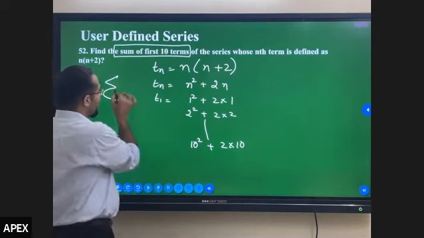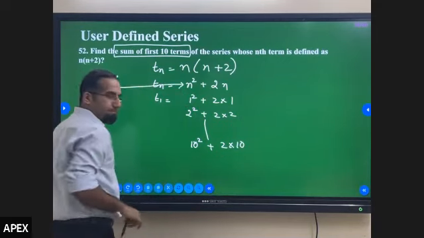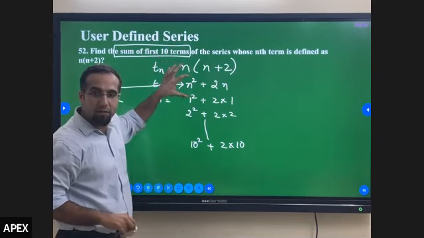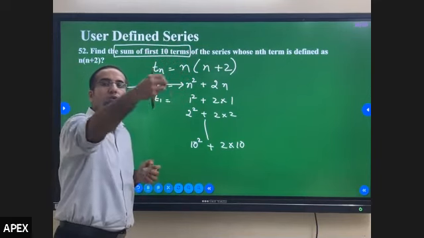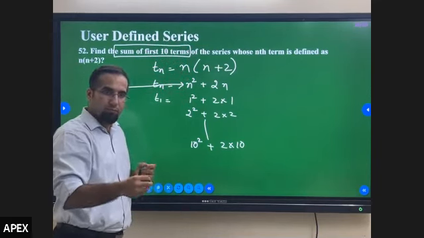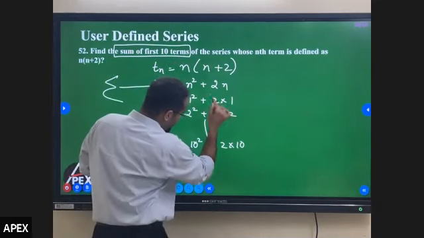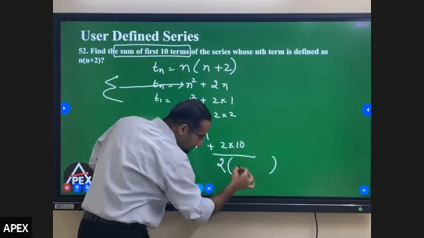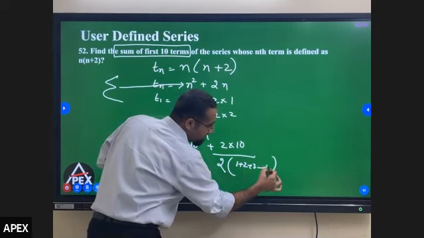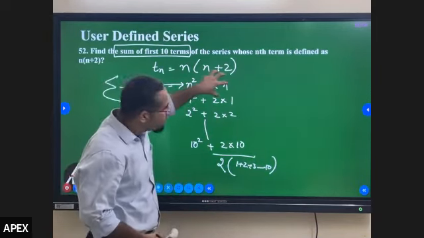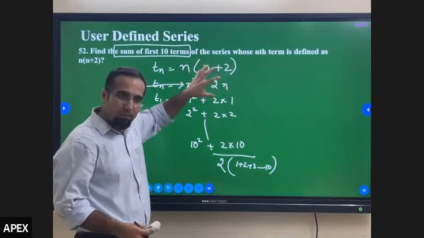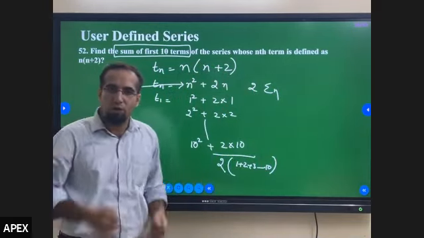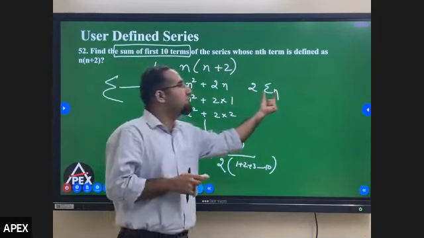Whenever I am calculating the summation of any series, and the last value is 10, the summation of n square is the sum of the squares of all the natural numbers till n. Now if you observe, what will this simplify to? I can take a 2 common, and then 1 plus 2 plus 3 plus 4 and so on till 10. If I'm taking the summation of 2n, always simplify: you can take a 2 common and then apply summation of n, which is nothing but the sum of all the natural numbers till n.